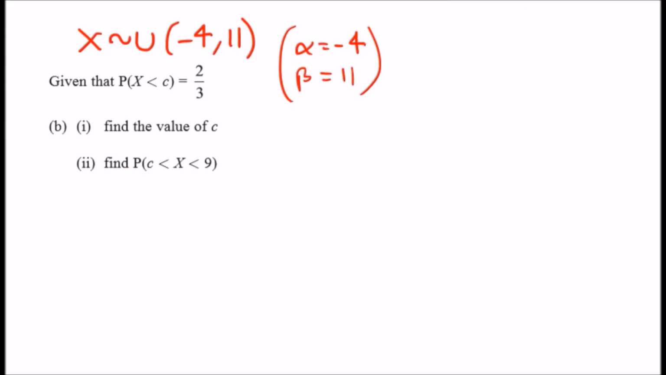Okay, part B. Given that the probability x less than c is 2/3, find the value of firstly c and then find the probability that x lies between c and 9. Okay, so let's go ahead and tackle the first problem first. And also let's try and represent this. That's the most important thing.